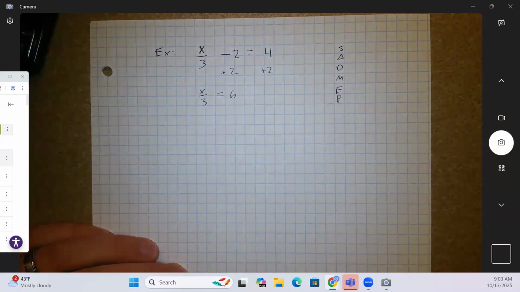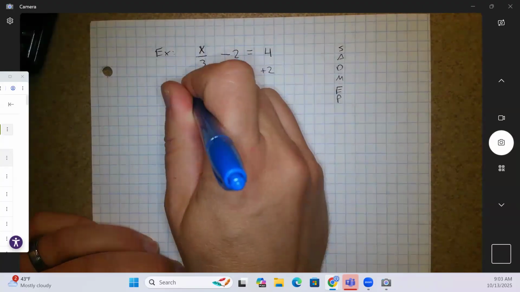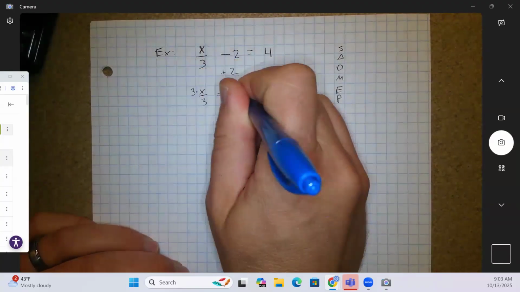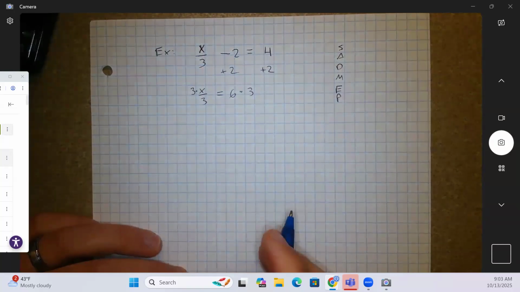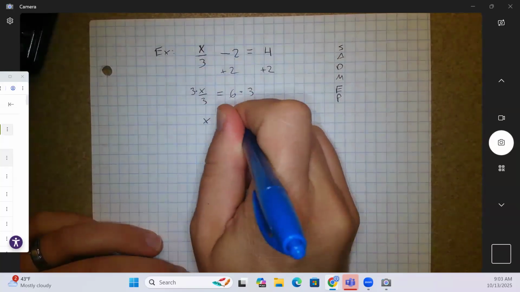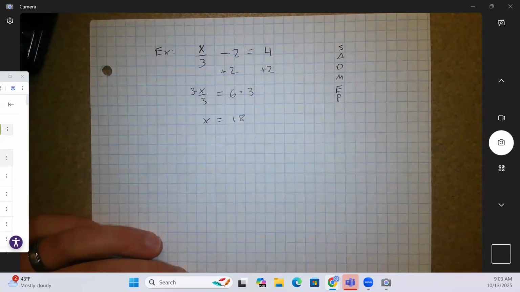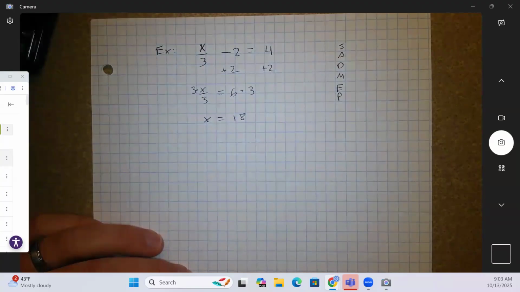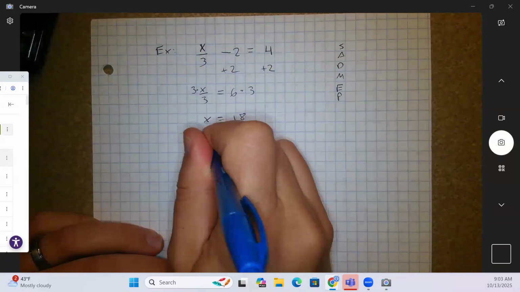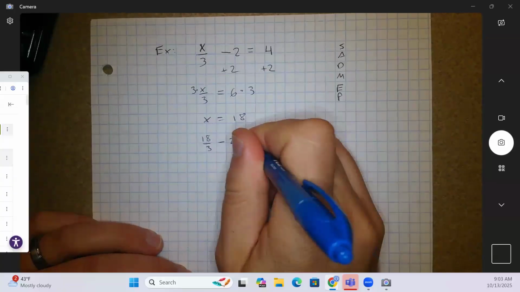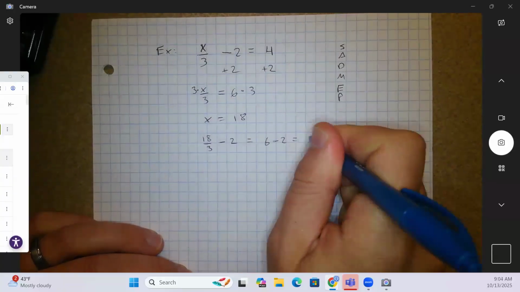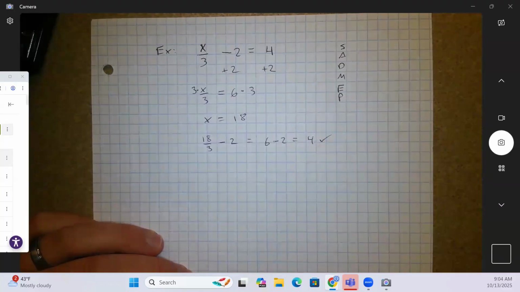And what operation am I going to undo next? Division. So to undo division, I use multiplication. I'll multiply both sides by 3. And I get x equals 18. And I can check that. 18 over 3 minus 2 is 6 minus 2, which is 4. Yes.